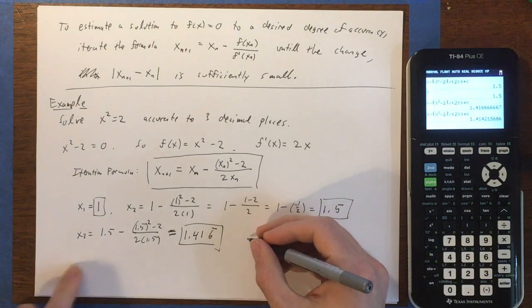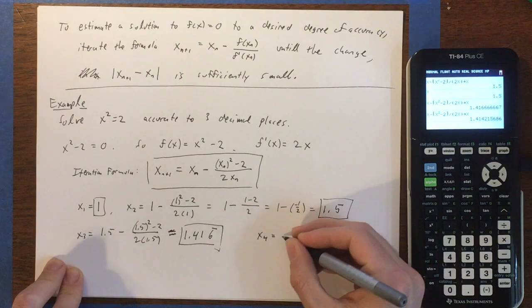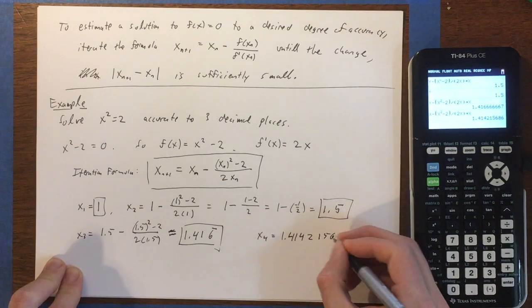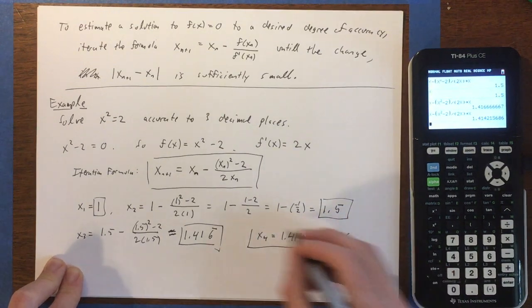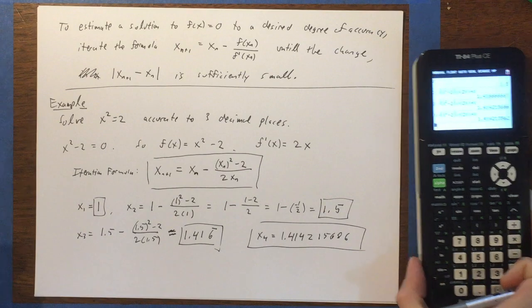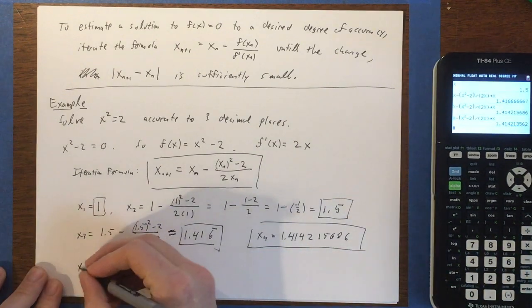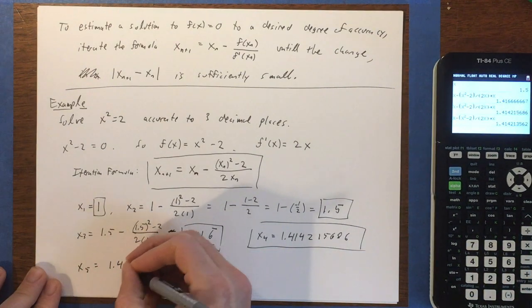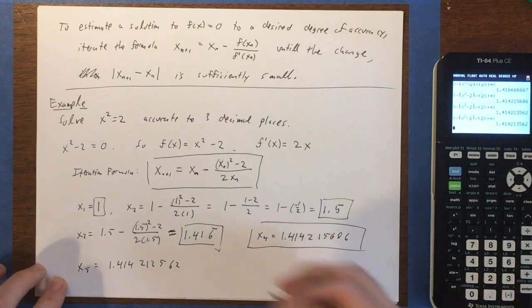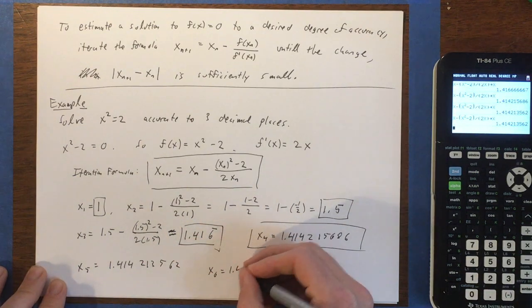So here, x4 is 1.41421566. That's about as much as it gives me. Okay, if I hit enter again, it just iterates the formula again and gives me the next number. So x5 is 1.4142135562.